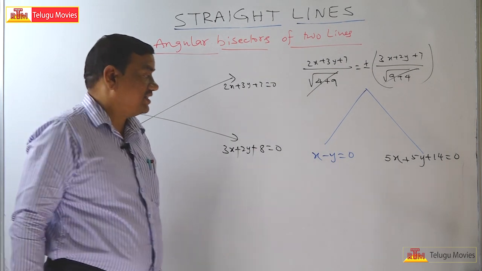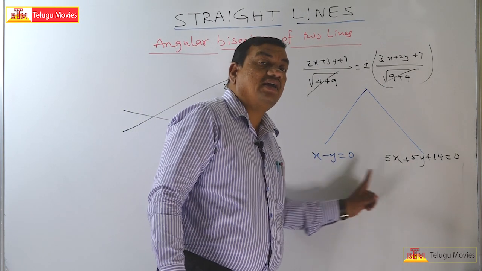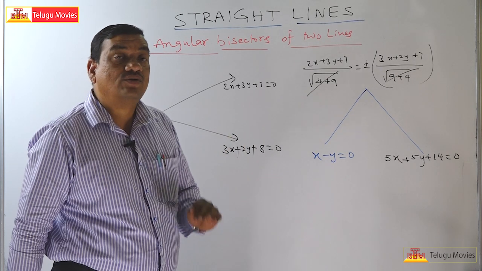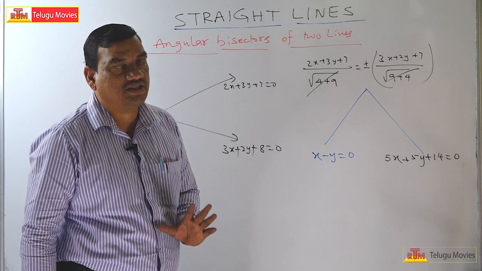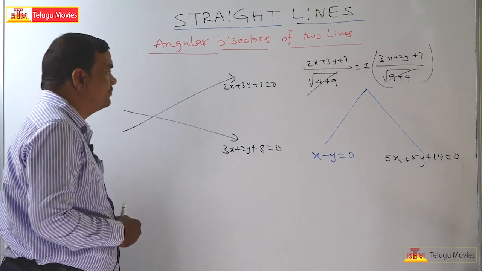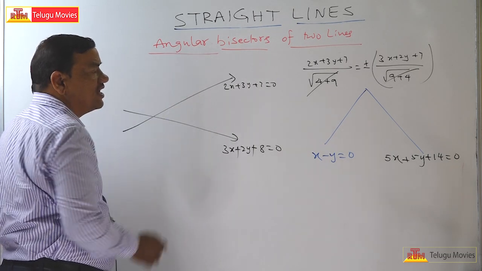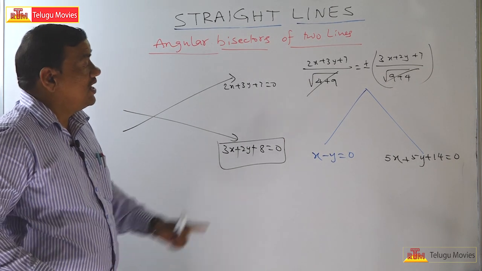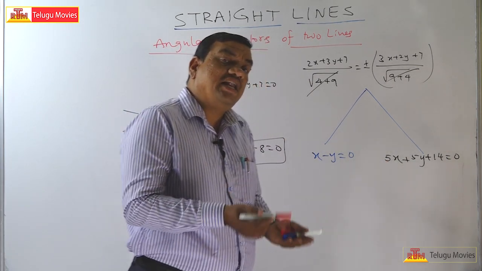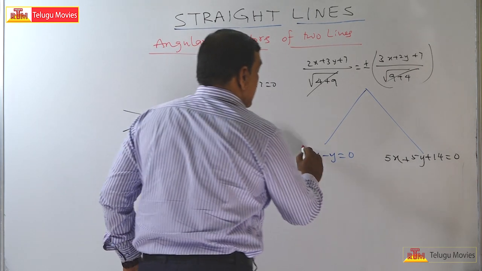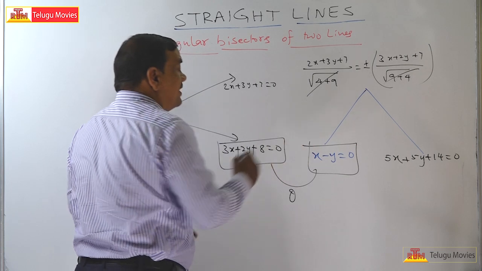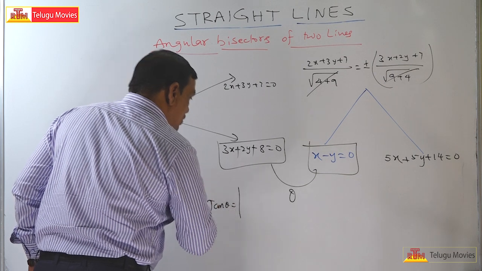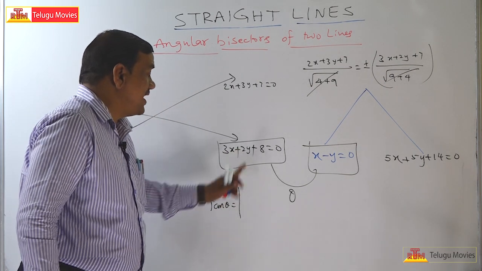Now, the question arises: which is the acute angle bisector and which is the obtuse angle bisector? Very simple technique: take the original lines, and take any one of them, I am taking this line, and one of the bisectors. Find the angle between them. So, let us find tan theta. tan theta is equal to the modulus of (m1 minus m2) by (1 plus m1 m2).